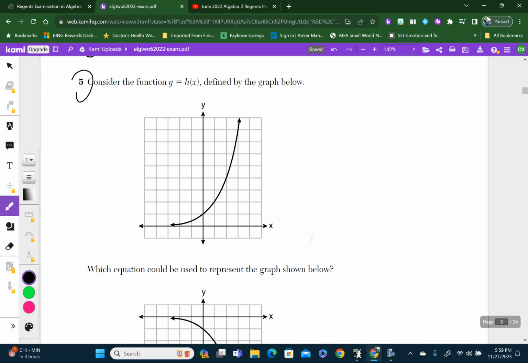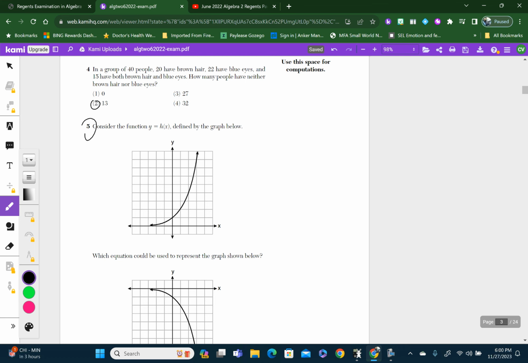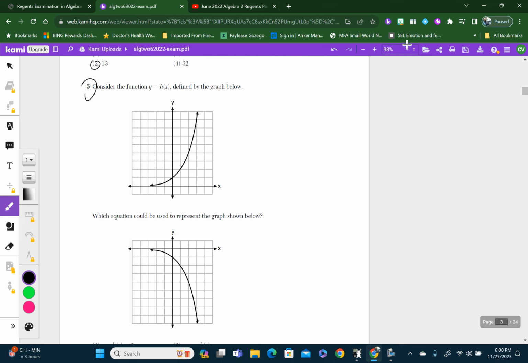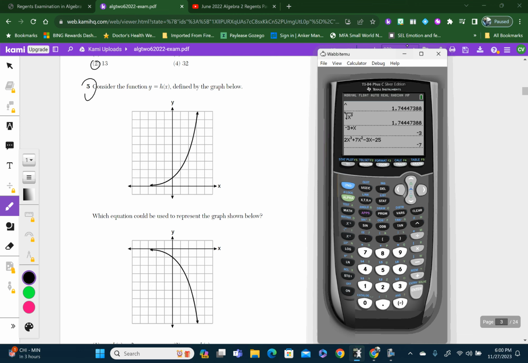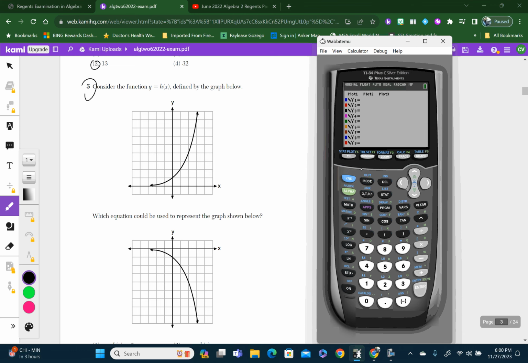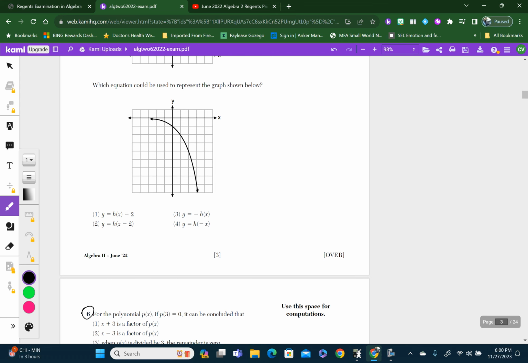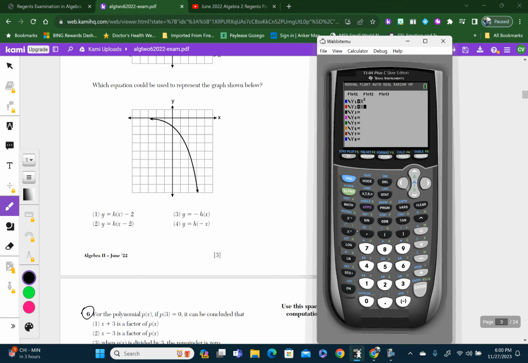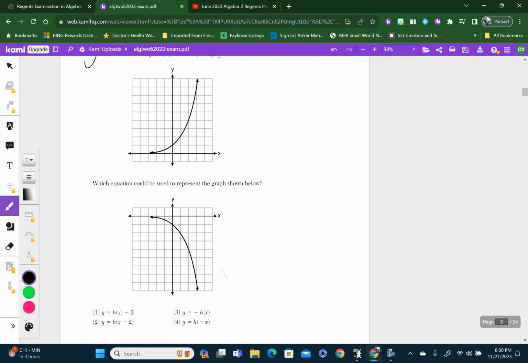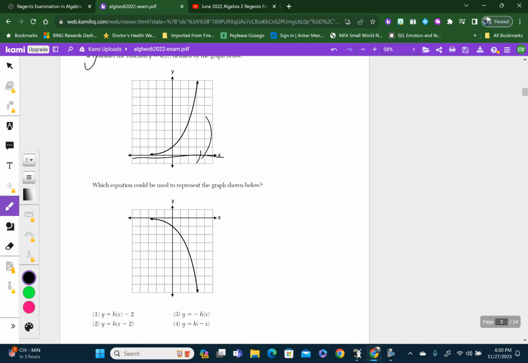Question number 5. So this is low-key an Algebra 1 question. So if we have a function y equals h of x, so if I go over here to y equals, and I were to put in my h of x, I'm just going to say is x squared, and then over here it says which one is used to represent the graph below. So I'm going to do h of x, which is x squared minus 2, and I want to see if my function gets flipped over the x-axis, right? That's exactly what's happening. This gets flipped over to the other side.